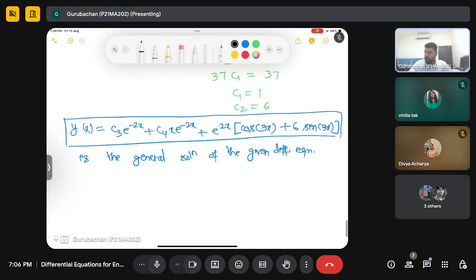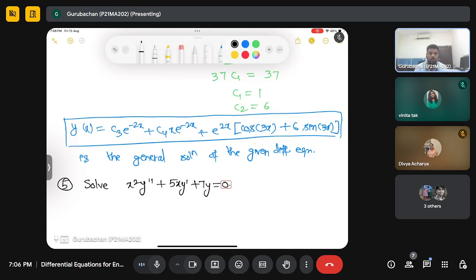Okay, so next one is question number 5. Solve x square y double dash plus 5x y dash plus 7y equal to 0. So clearly this is a special kind of equation, that is Euler-Cauchy equation.